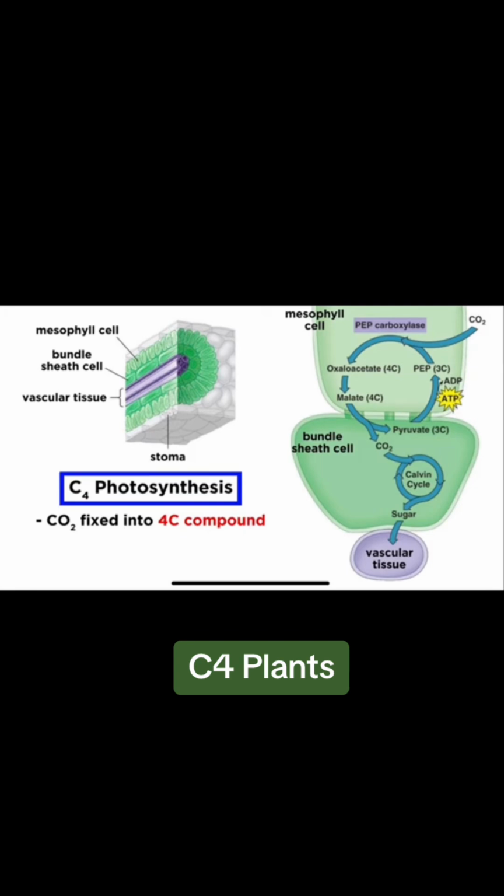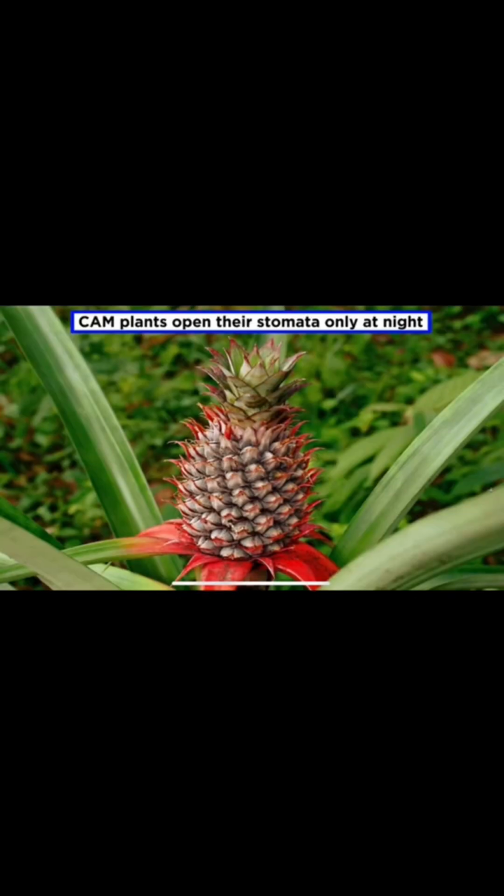Some examples are crabgrass, sugarcane, and corn. C4 plants are common in habitats that are hot but are less abundant in areas that are cooler. In hot conditions, the benefit of reduced photorespiration likely exceeds the ATP cost of moving CO2 from the mesophyll cell to the bundle sheath cell.